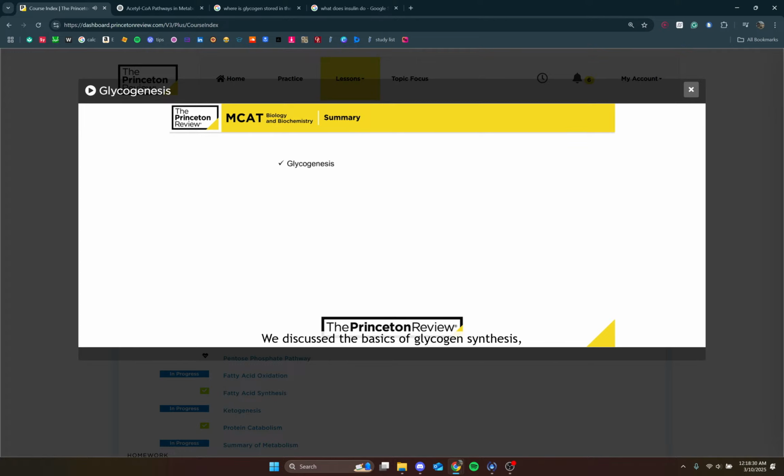We discussed the basics of glycogen synthesis, called glycogenesis. We said this occurs when we have high blood sugar levels around and want to store some of that as polymer. And we discussed the basics of glycogenolysis. This was the breakdown of glycogen under low blood sugar conditions.